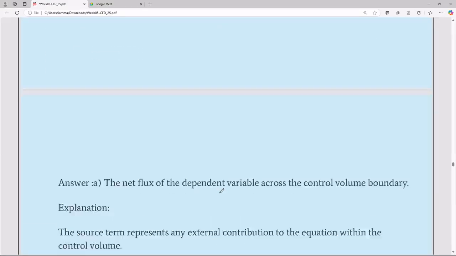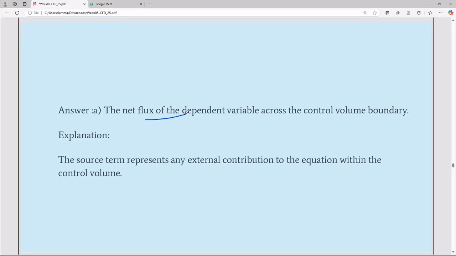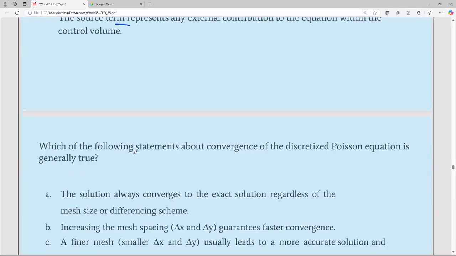Answer is option A, the net flux of the dependent variable across the control volume boundary. So in the Poisson equation, the source term represents the external contribution, or the addition of the transferred quantity into the control volume. So our answer is option A.